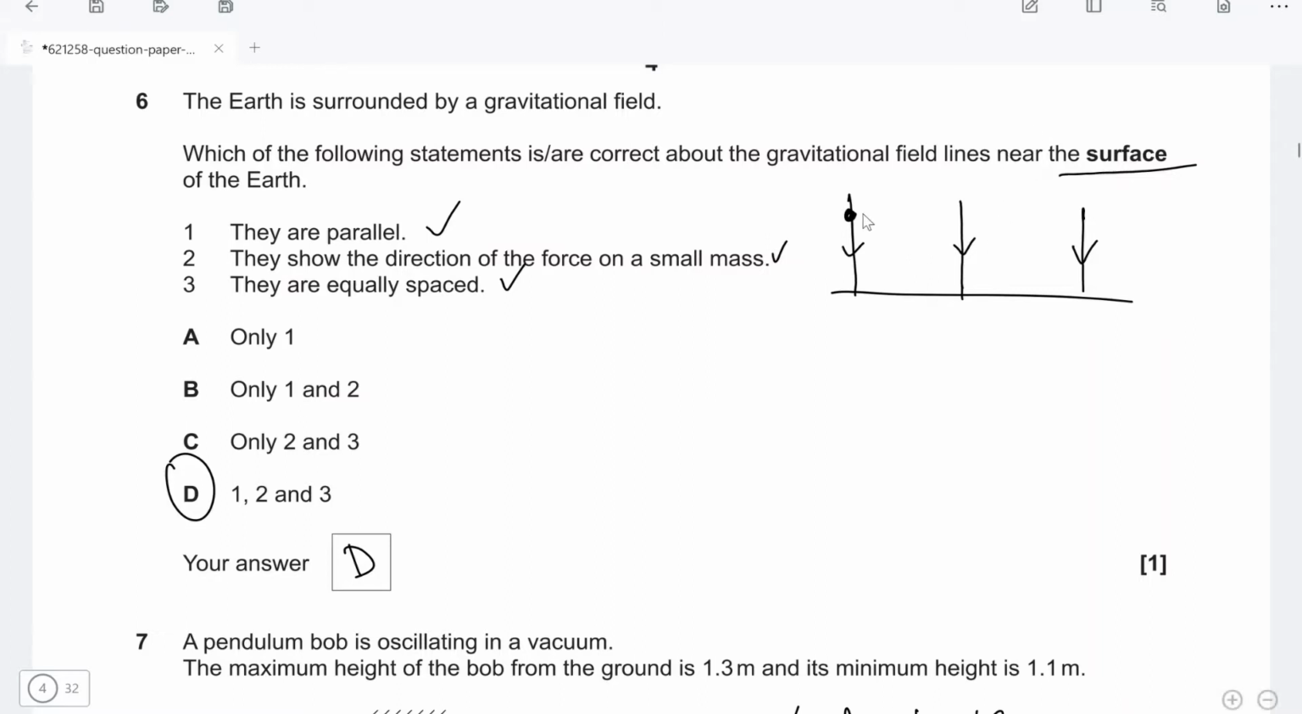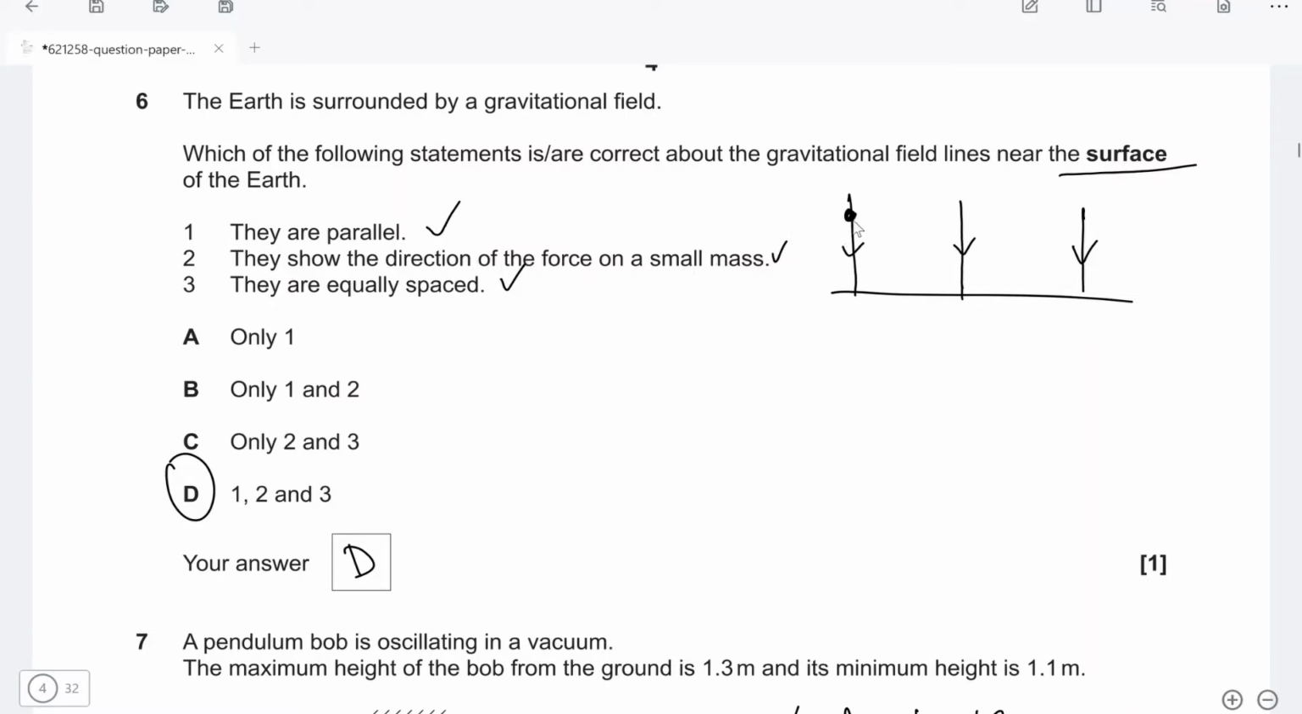Now, near the surface, we can approximate the gravitational field lines to be parallel. There's a very, very tiny amount of curvature, which is probably completely immeasurable. So we can assume that near the surface, they are parallel. They show the direction of the force on a small mass, absolutely.